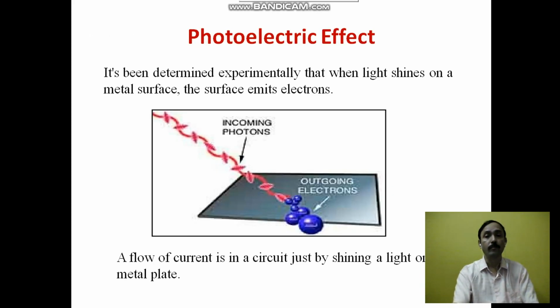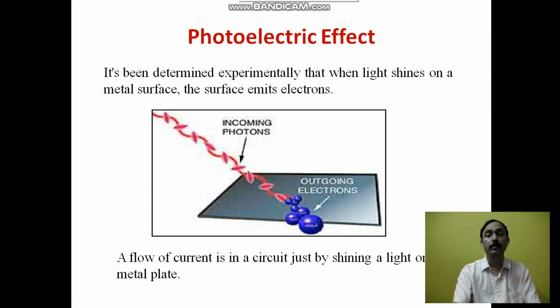Photoelectric effect. It has been determined experimentally that when light shines on a metal surface, the surface emits electrons. This is the metal surface where there are free electrons. So when light in the form of photons falls onto it, electrons are liberated from the metal surface.